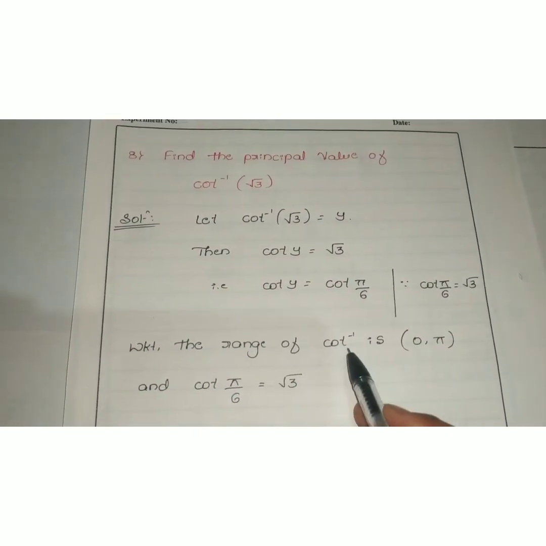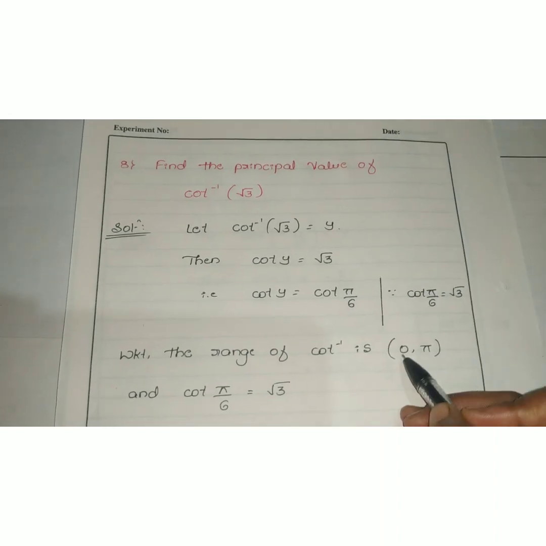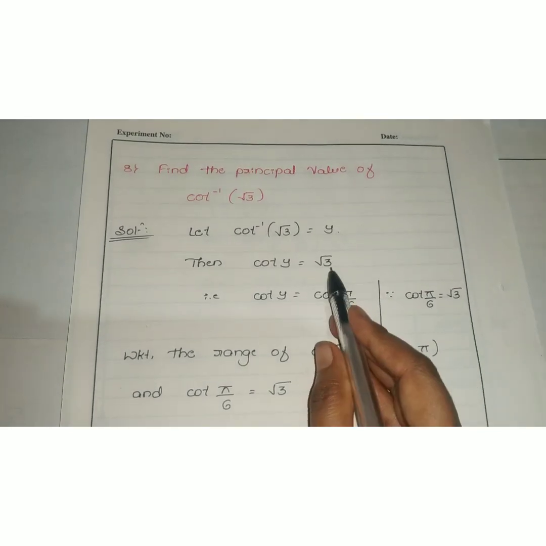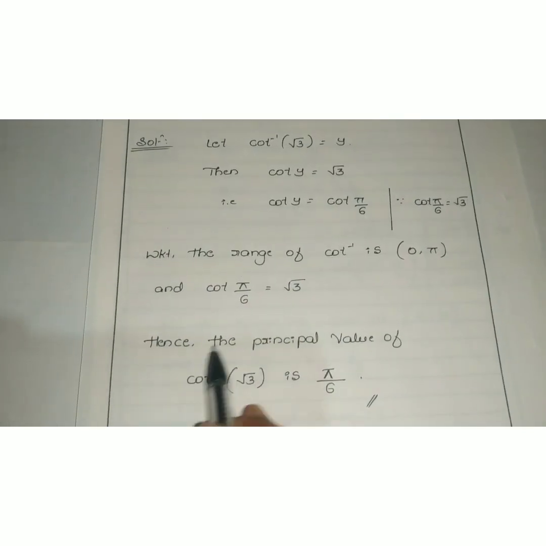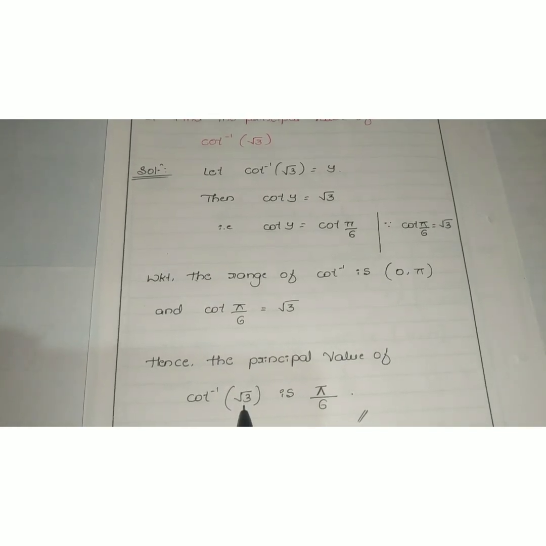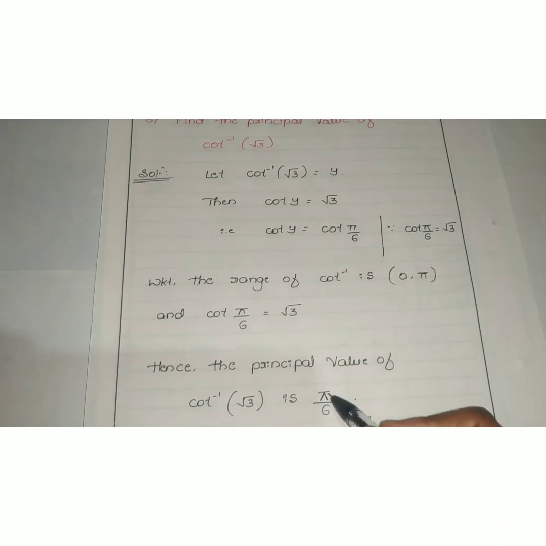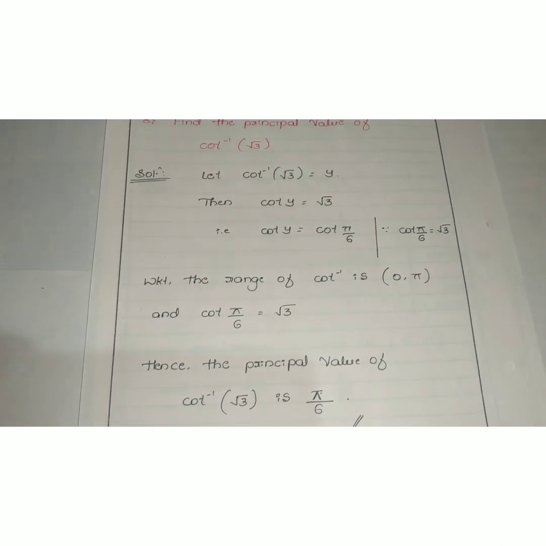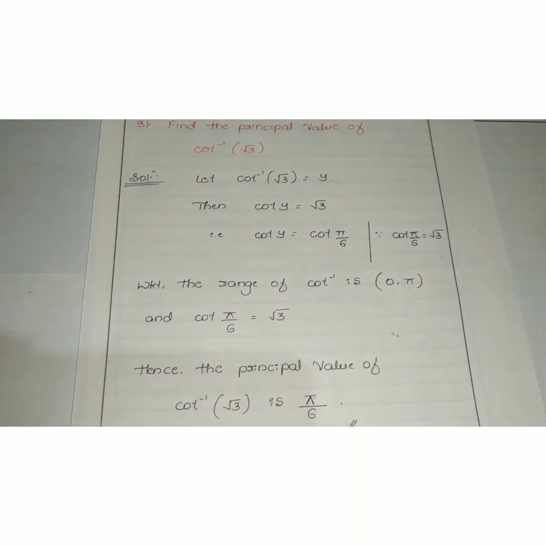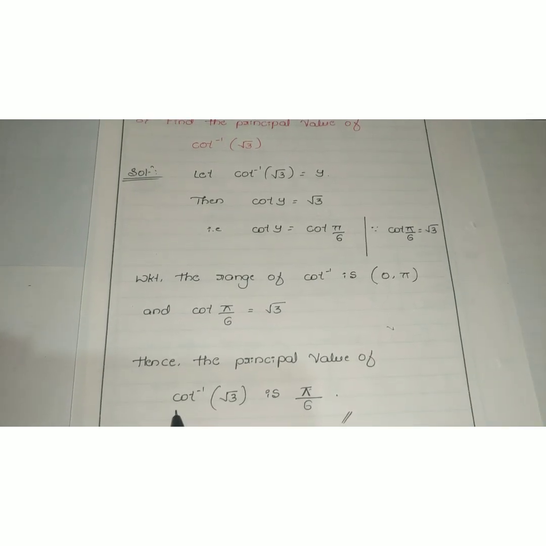And we know that the range of cot inverse is the open interval 0 to pi. Pi means 180 degree. Open interval 0 to 180 degree. And cot pi by 6 value is root 3. Hence the principal value of cot inverse of root 3 is pi by 6. Pi by 6 means 30 degree. 30 degree lies in the open interval 0 to pi. So hence the principal value of cot inverse of root 3 is pi by 6.